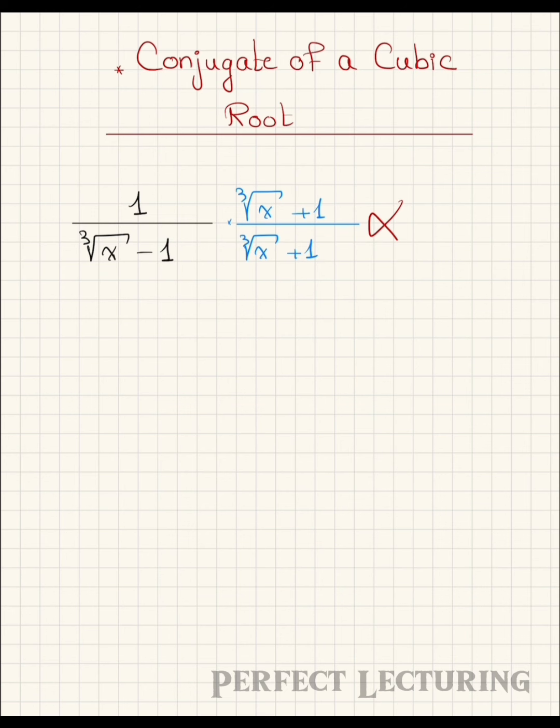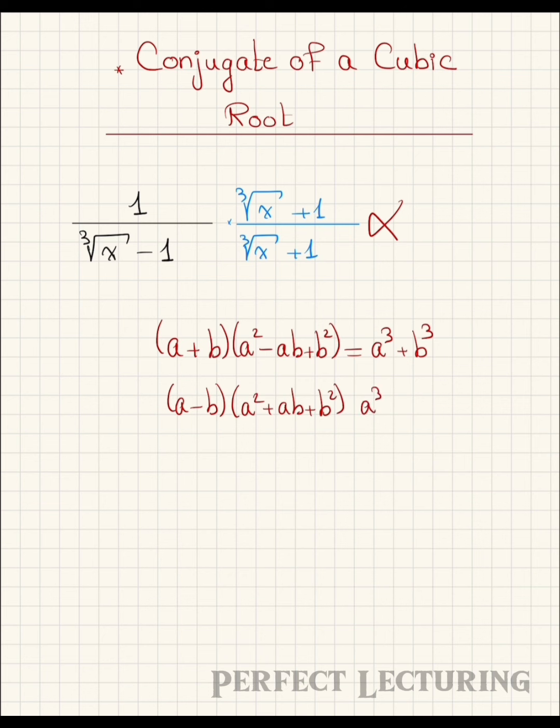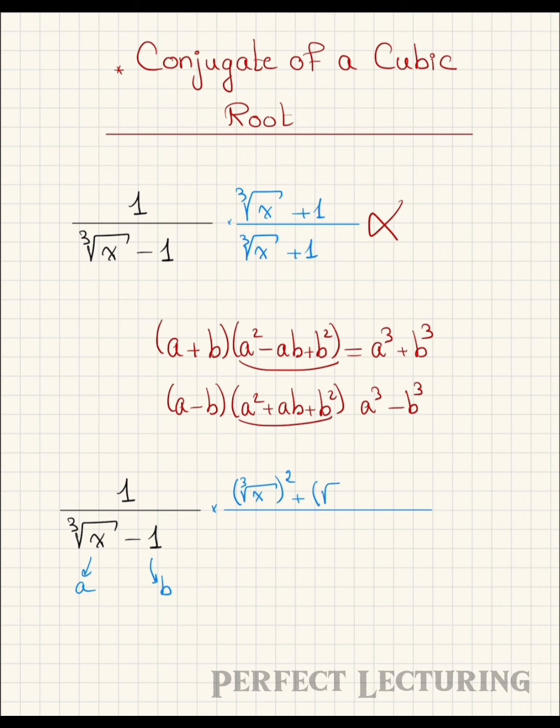However, if we have a cubic root, we have to use the following identities. A plus b into a squared minus ab plus b squared is equal to a cubed plus b cubed, and a minus b into a squared plus ab plus b squared is equal to a cubed minus b cubed. So these are the conjugate terms in this case, which means the right way of doing this is the following. We think of this as the a and of this as the b, which means we multiply by a squared plus a times b plus b squared up and down.